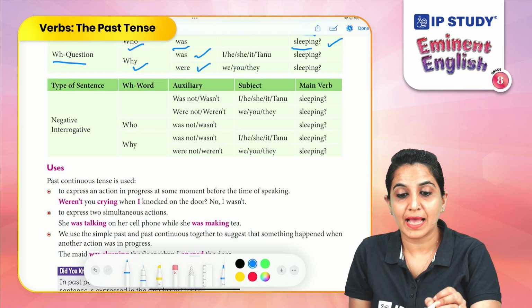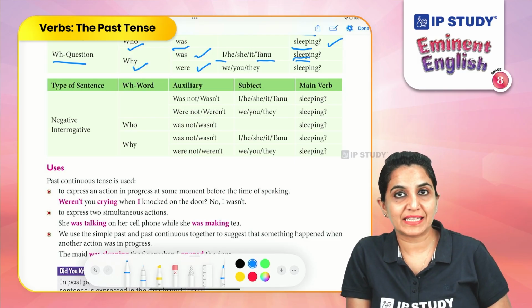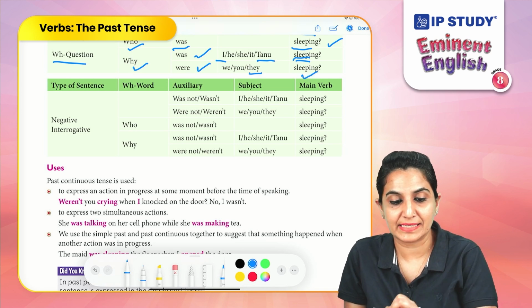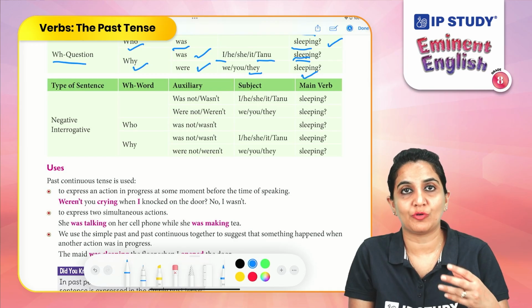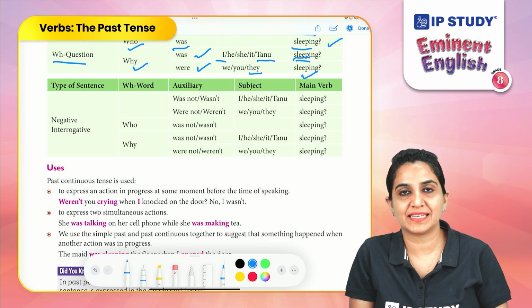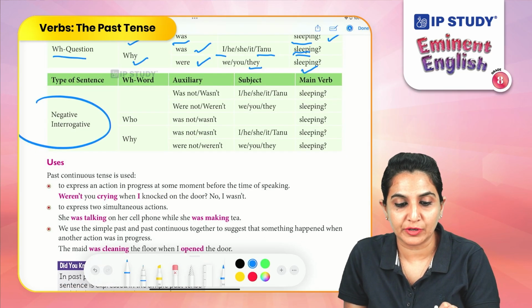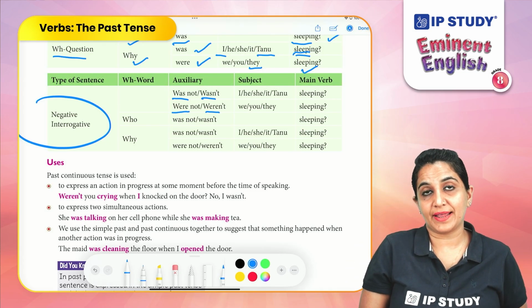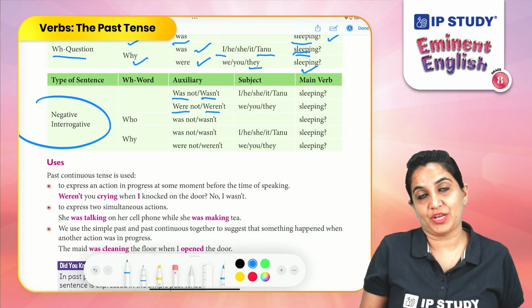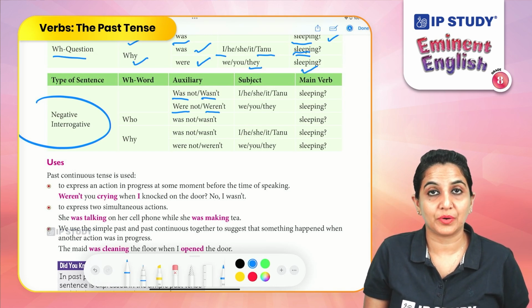So, why was I sleeping? Why was Tanu sleeping? Why were we sleeping? Why were they sleeping? So the rules to use was and were remain the same as we used to form the affirmative sentences. With the negative interrogative sentences, the auxiliary verb was becomes wasn't, were not becomes weren't. And to form their interrogative sentences, we simply interchange the positions of the subject and the auxiliary verb, and we always start the sentence with the auxiliary verb.